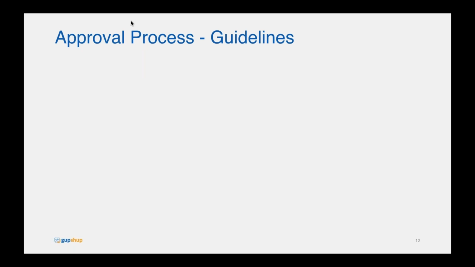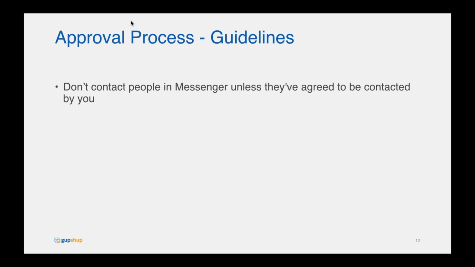There are also a couple of guidelines that Facebook specifically asks you to implement when you're launching a chatbot. The first one, I think this goes without saying, but it's nice to put it out there anyway. Don't contact people on Facebook Messenger unless they have agreed to be contacted by you. Facebook's very strict with their spam policies, so you can't initiate a conversation with the user unless the user explicitly agrees or initiates contact, and only then can you send a message to the user.